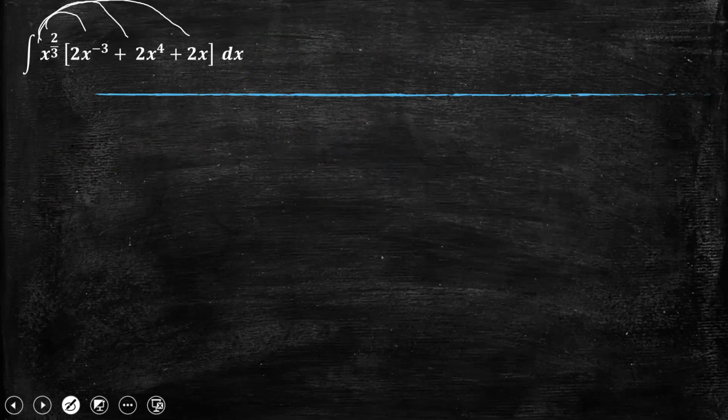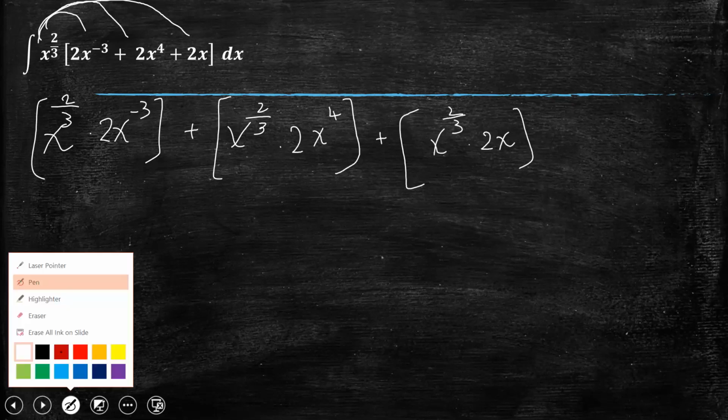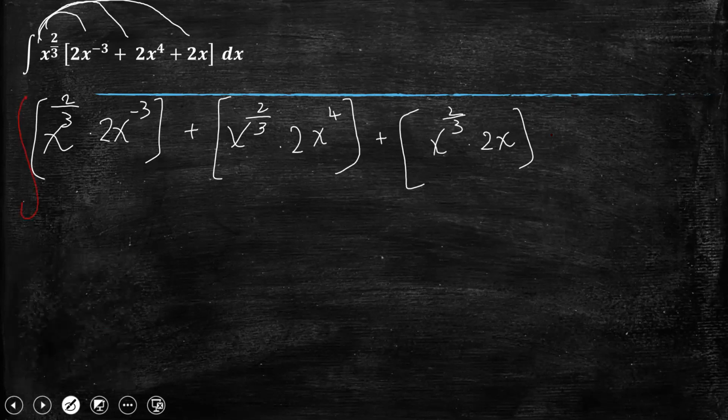So it is x to the power 2 over 3 times 2x to the power negative 3, plus x to the power 2 over 3 times 2x to the power 4, plus x to the power 2 over 3 times 2x. I want now to integrate it with respect to x.